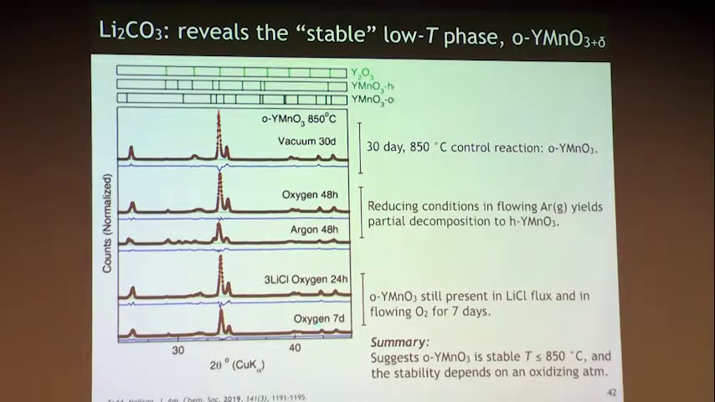We've done some other controls, like flowing oxygen for 7 days. We're adding some lithium chloride flux, and the orthorhombic perovskite is still stable. So to summarize these 5 diffraction patterns, this perovskite phase is actually stable at low temperatures. It's just we've never used precursors that are competent to get there and properly equilibrated them.